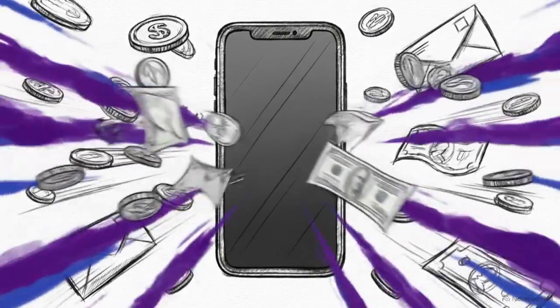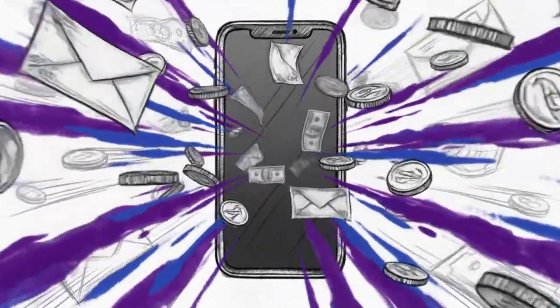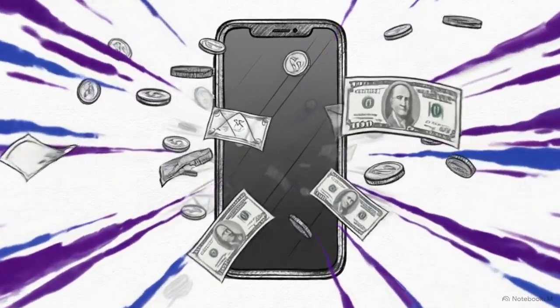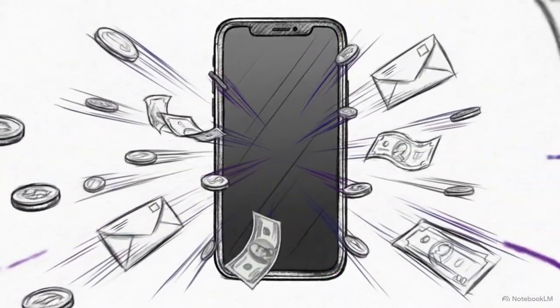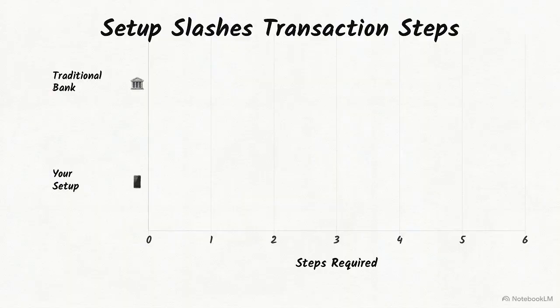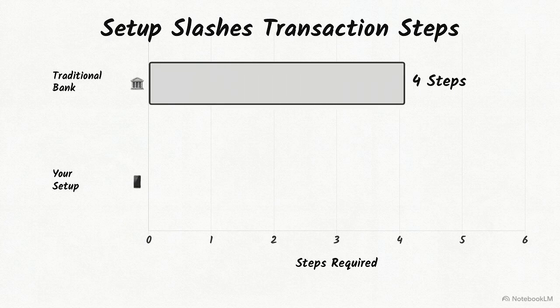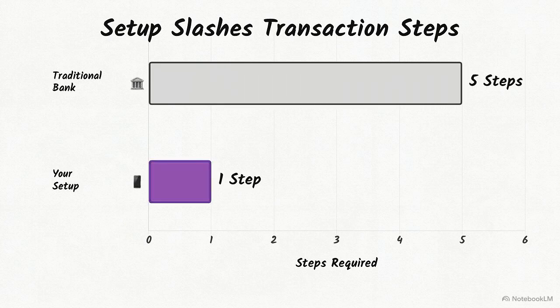PhonePe functions as a central dashboard for your monthly budget, handling everything from direct peer-to-peer transfers to automated utility bills. By the end of this guide, you'll have a setup that handles your daily finances faster than a traditional banking app.